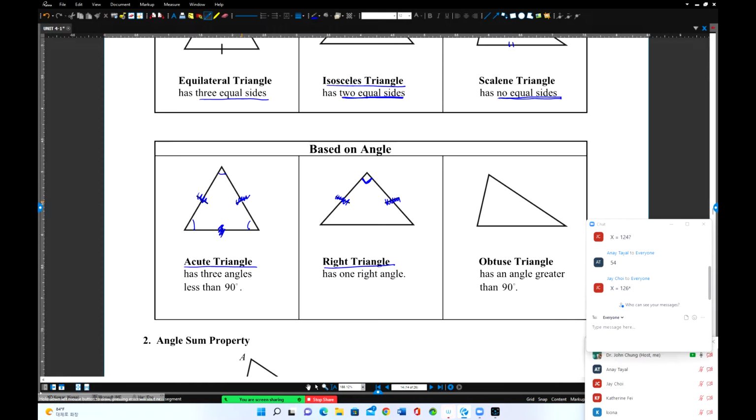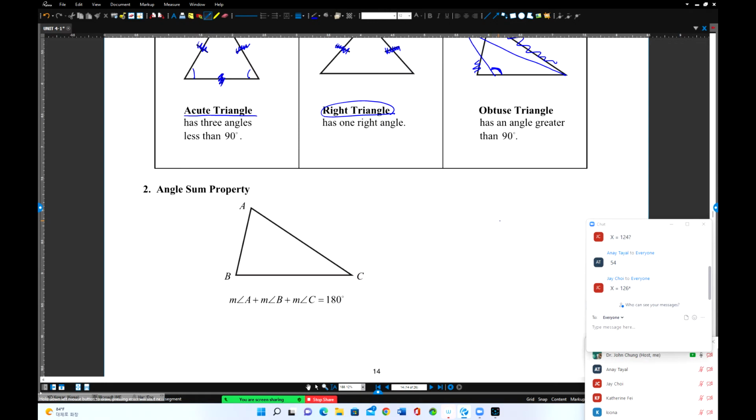All angles less than 90, acute triangle. One of the angles is 90, that is a right triangle. One of the angles is greater than 90, that is an obtuse triangle. This is wrong, I think. So by the angle, what is it? Acute triangle, right triangle, and obtuse triangle.